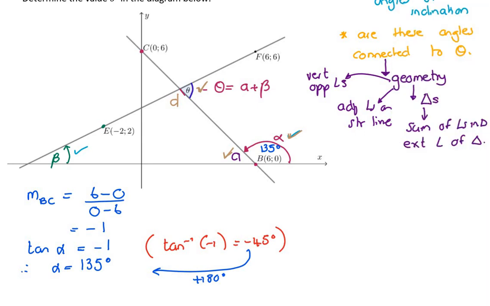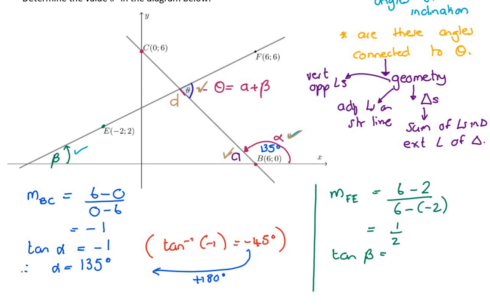Okay, now I'm just going to draw a line down my page just so I've got my picture still showing, but you can work underneath. So now what's the gradient of FE or EF? So that's 6 take away 2 over 6 minus 2. So that's 4 over 8, which is a half. So tan of what I've called beta is equal to a half. So shift tan of a half, and I get 26.